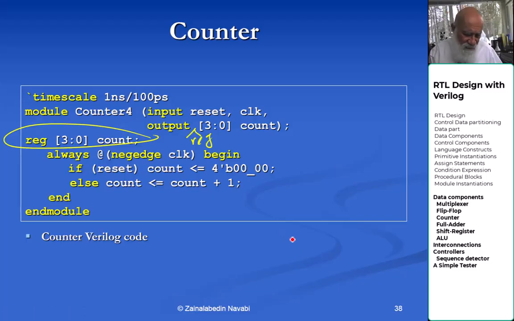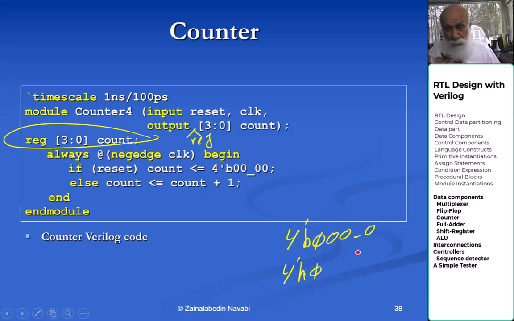This is the number format for B0. That means take binary 0, expand it to 4 bits. For decimal or hex, 0 means that this is the hex 0 expanded to 4 bits. And you can also use decimal, and if you have a long stream of numbers, you can use underscore to separate various digits to make it a little bit more readable.